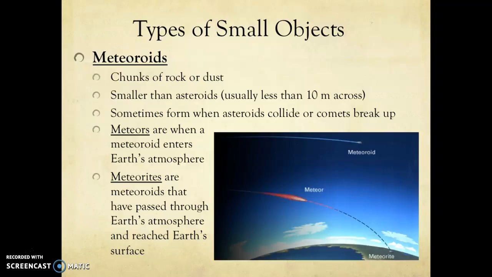Meteors are when a meteoroid enters Earth's atmosphere. So if a meteoroid comes close to Earth and it enters our atmosphere, now it's a meteor. Now, it becomes a meteorite when it not only passes through Earth's atmosphere, but reaches Earth's surface. So while it's still out in space, it's a meteoroid. When it's in Earth's atmosphere, it's a meteor. Once it hits Earth's surface, it's a meteorite. So that's the difference between those 3. They're all the same thing, it just is a matter of where that thing happens to be at that time.